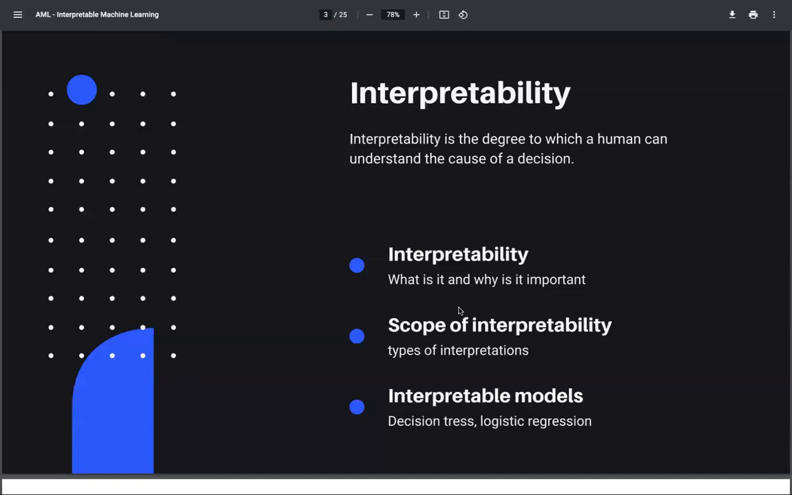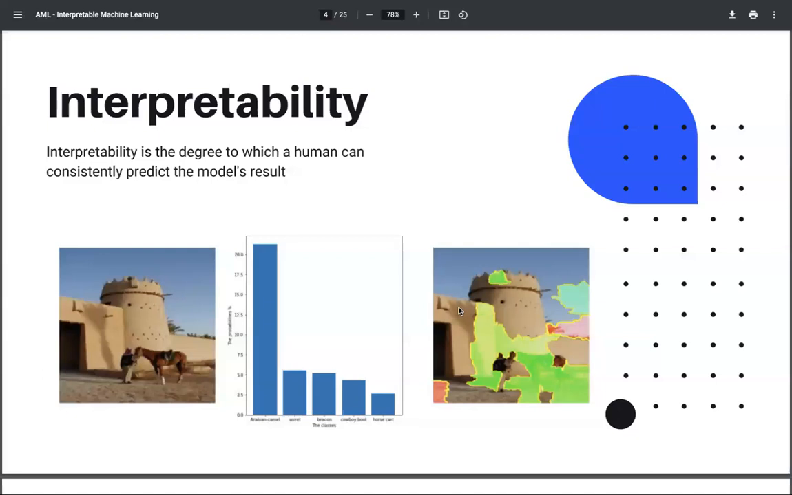So let's get started. What is interpretability? Why is it important? And what's the scope of interpretability? Then we will quickly speak about simple models such as decision trees and logistic regressions.